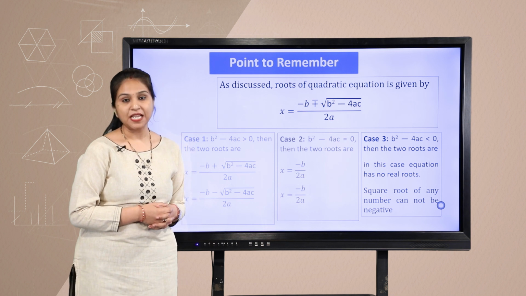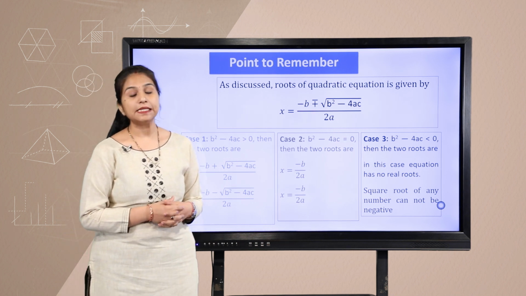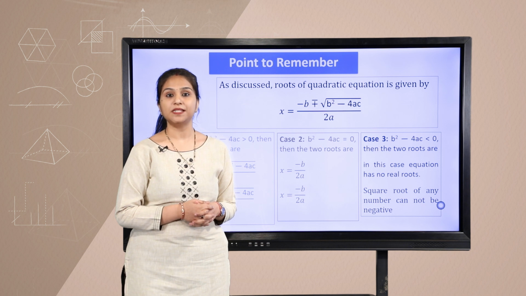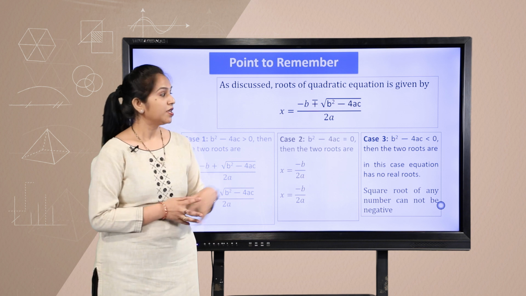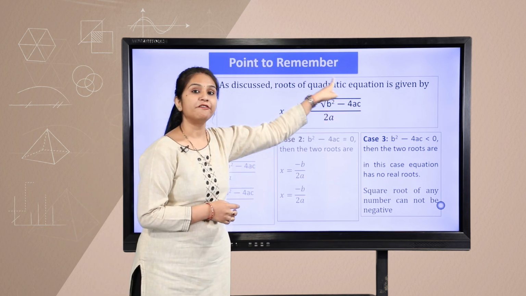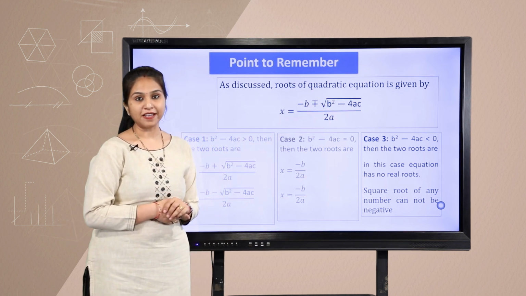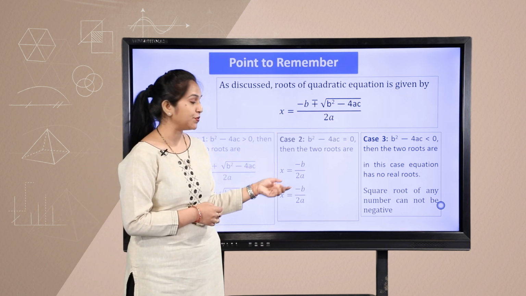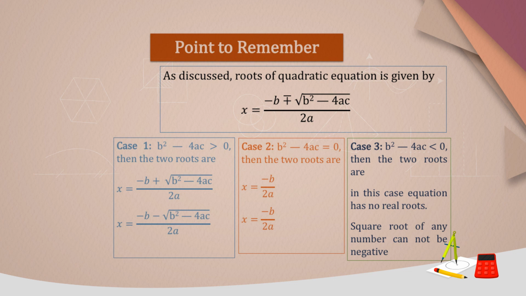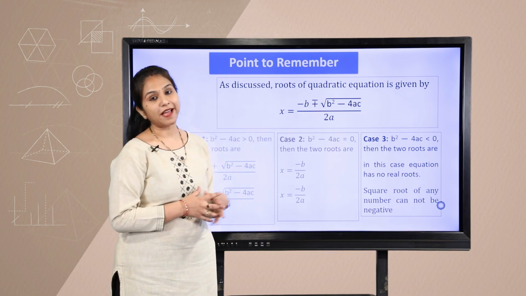Case number 2. In case number 2, the discriminant is equal to 0. Children, if the discriminant in the formula becomes 0, this term will vanish. If this term vanishes, then you can see x will reduce to minus b upon 2a. x equals minus b upon 2a. You can see one thing here: in this case, both the roots are the same because the second term has vanished.